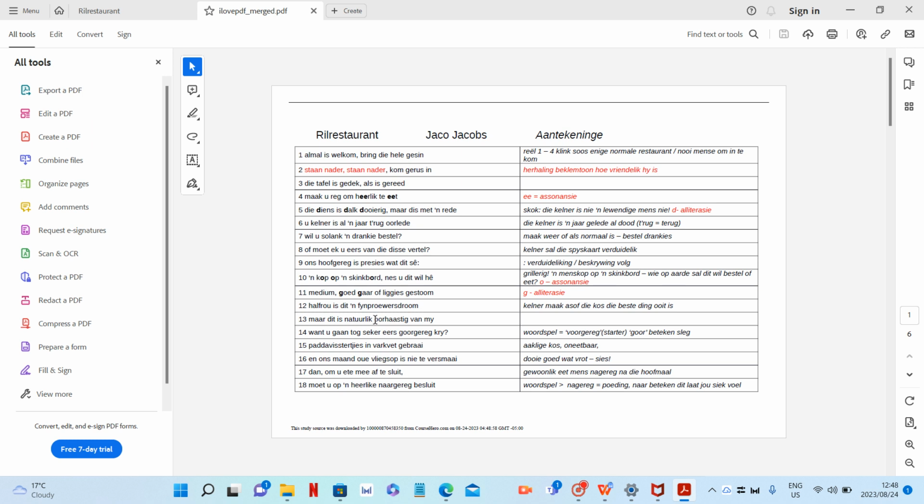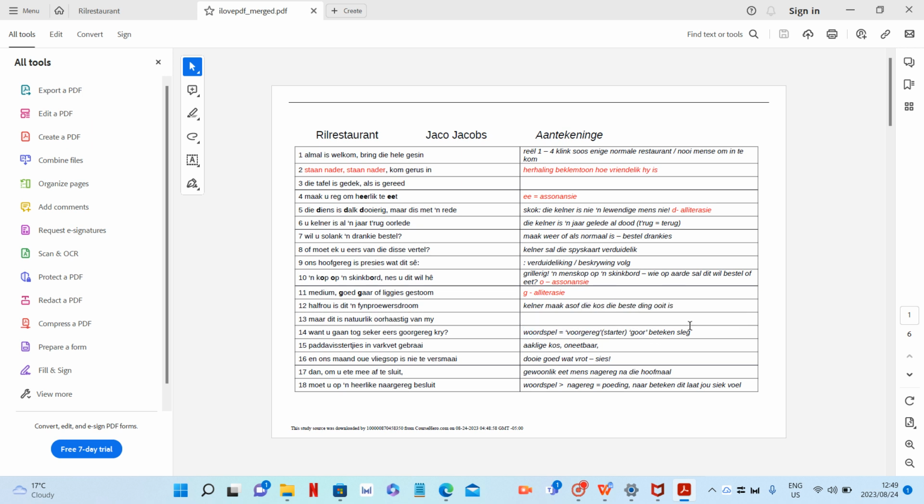But it's naturally overhasty of me or rushingly of me. Want u gaan tog seker eers voorgereg kry. So there's a woordspel. So 14 is a spell because the actual word is voorgereg, but they said voorgereg. So you see there it's a woordspel. So voorgereg is a starter.